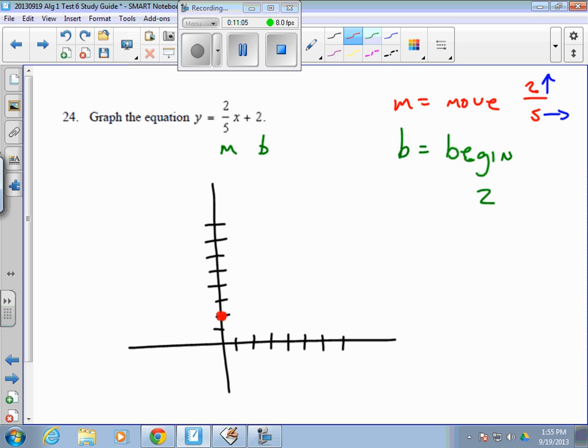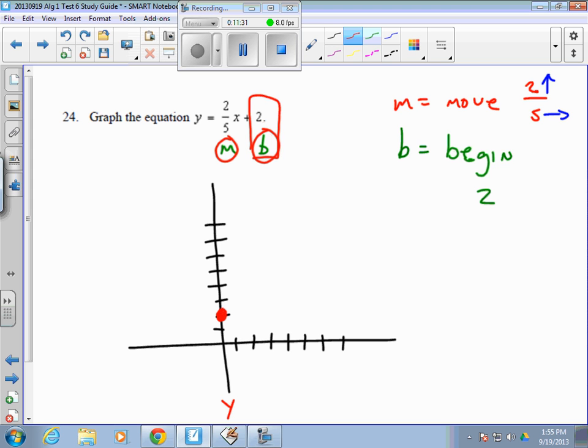Then graphing this equation, there's different ways to graph. You could plug in values like negative 1, 0, and 1, or negative 2, negative 1, 0, 1, and 2. But everybody in here has learned about the slope-intercept form. This is in slope-intercept form because it says y equals mx plus b. B tells you where to begin. B's value is a positive 2. So you begin, it's your y-intercept. You begin on the y-axis at positive 2.